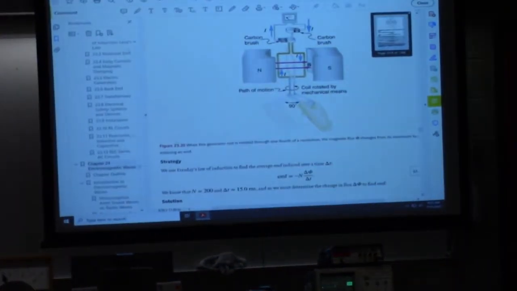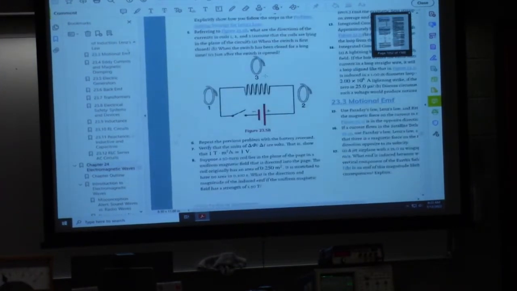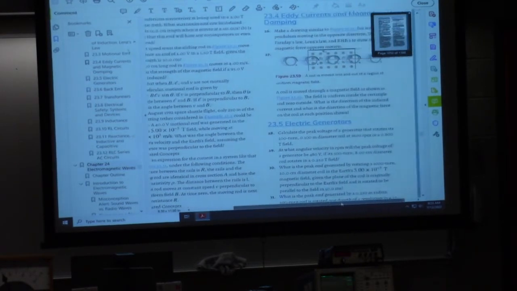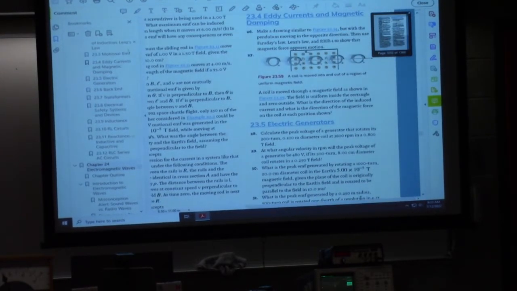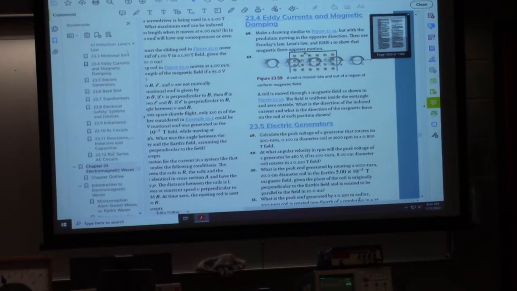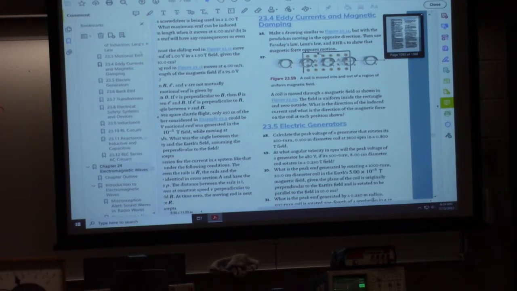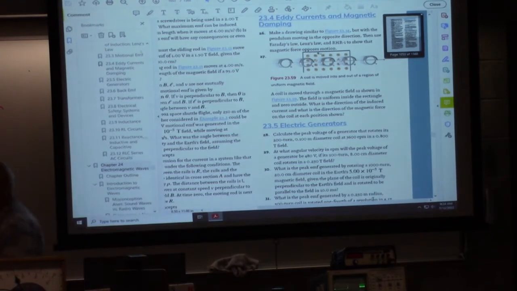And so, jumping to the end of the chapter, and jumping down here to number 28, it says here, calculate the peak voltage of a generator that rotates its 200 turn, 0.1 meter diameter coil at 3,600 RPMs in a 0.8 Tesla field. So they give us all four factors. So again, the hard part is kind of understanding what's going on and then doing the math.